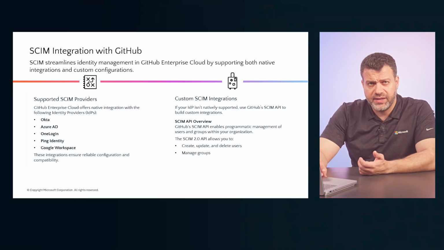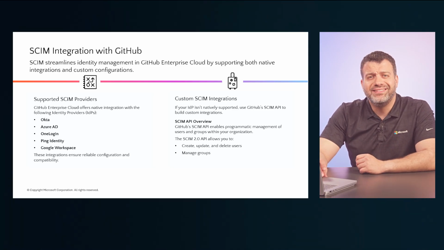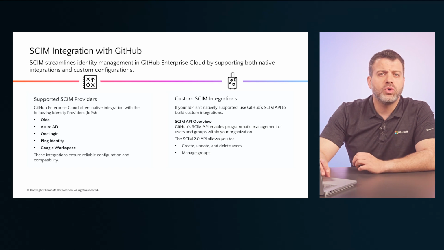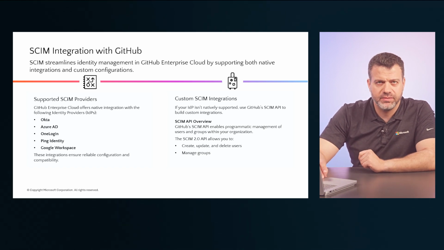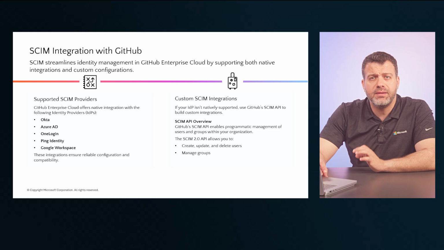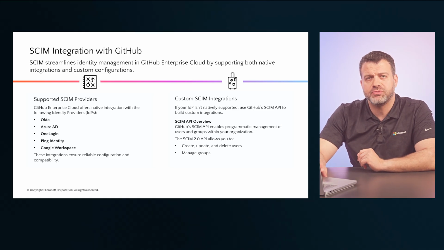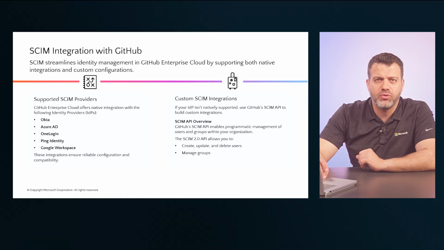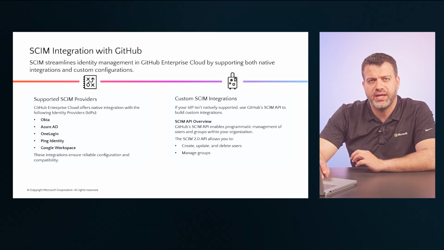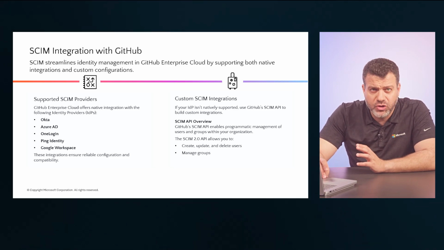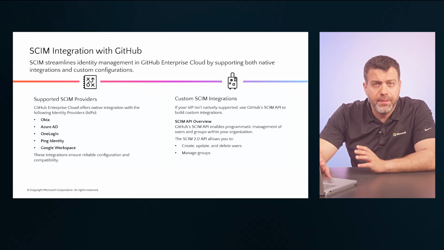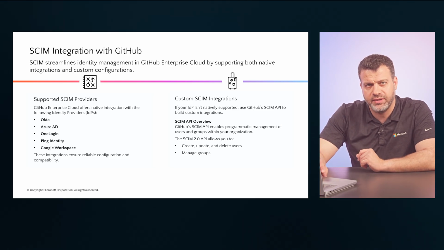So far, we've looked at authentication. Now let's talk about identity lifecycle management. This is where SCIM comes in. SCIM stands for System for Cross-domain Identity Management, and it allows you to automate how users are created, updated, and removed in GitHub. Instead of manually adding users to GitHub, SCIM keeps everything in sync with your identity provider.